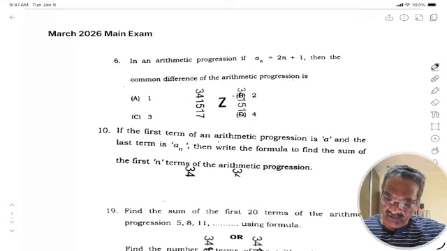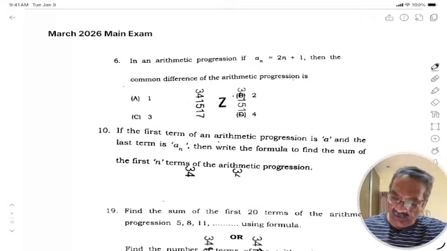See, in an AP, if an is 2n plus 1, then find the common difference. This is a 1 mark question, so you have to solve it as early as possible. There we have to find the common difference, d. So what should we do? An expression is given. So let us find the first and second term.